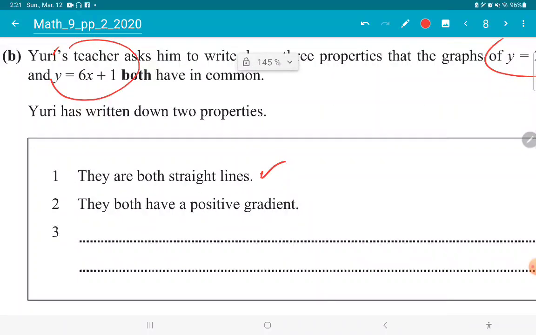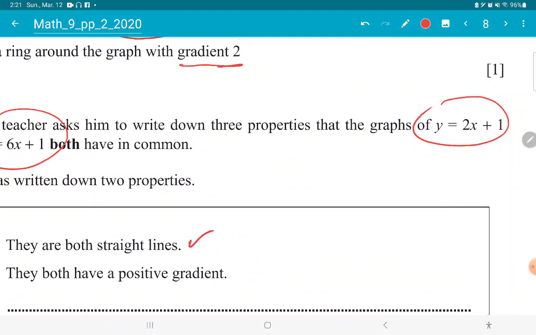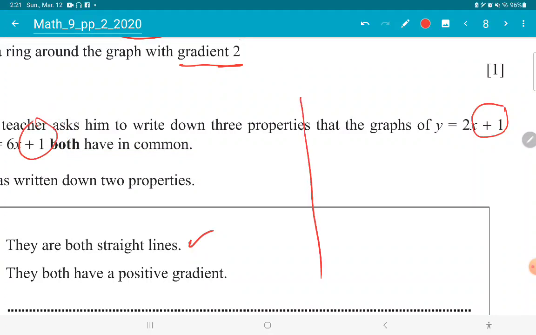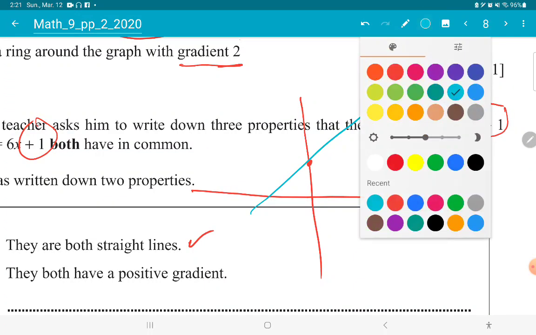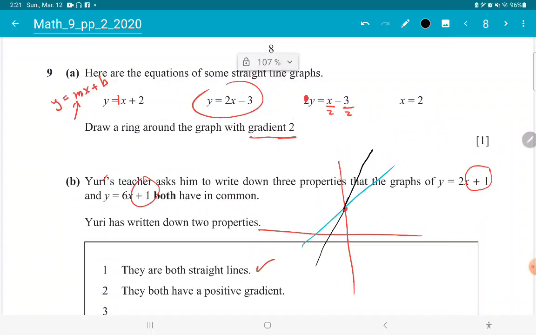We need to write one more. So both of them, they have positive. Common between them is this. Y-intercept is 1. What does that mean? If this is 1, so straight line number 1 passes through this, and straight line number 2 passes through this. So this is a common also. Which problem is this? 9.